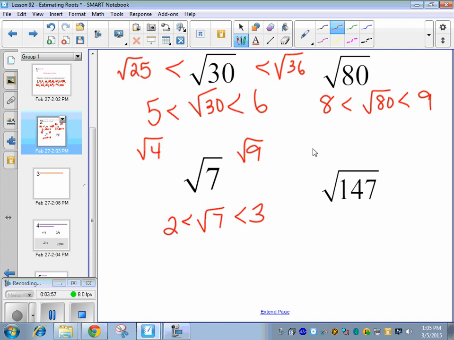So we've got the square root of 144, which is 12. And it's a little bit bigger, right? So even if you don't know the next one, you know that it is bigger than 12. So it's in between 12 and 13. Okay?